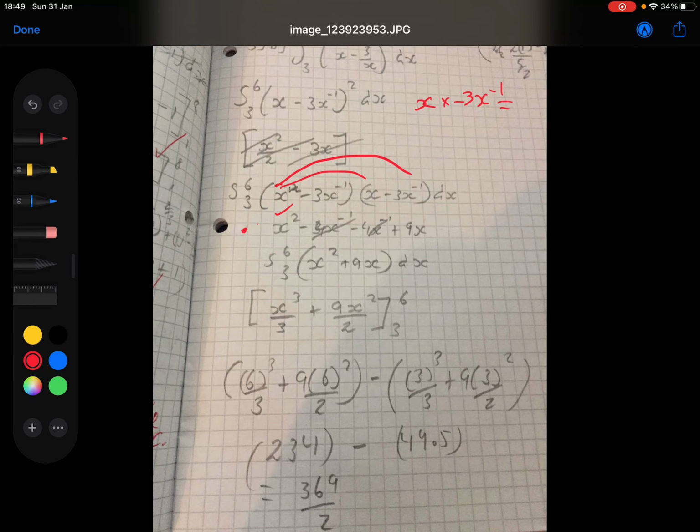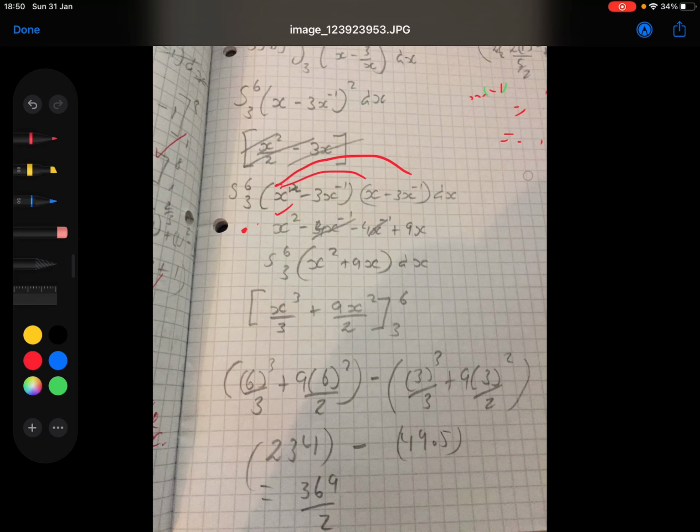Now we could think of this as, x is like a power 1 there. So multiplying these two things together, I will add the powers. So 1 plus minus 1 will be 0. So I'll have x to the power 0 times minus 3. X to the power 0 is just 1. So minus 3 times 1 is minus 3. That's one way of thinking of it.